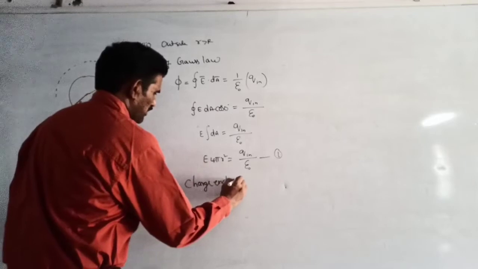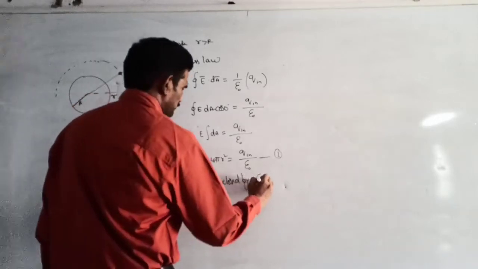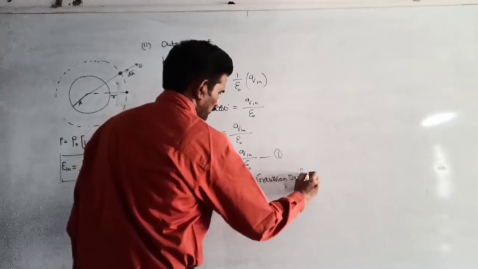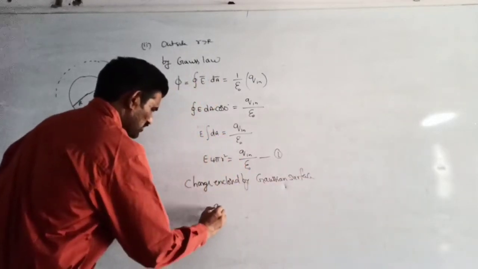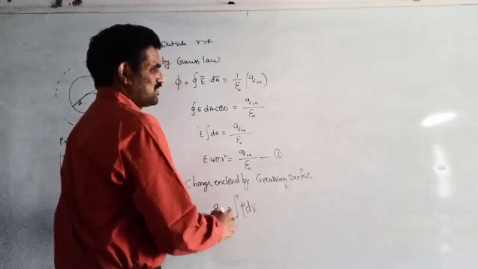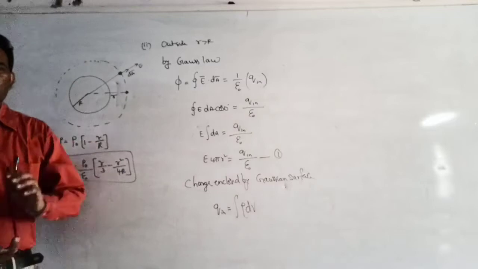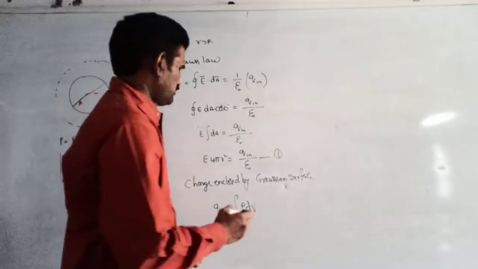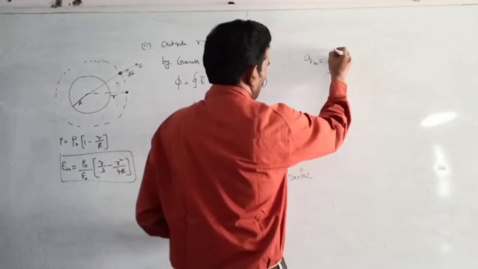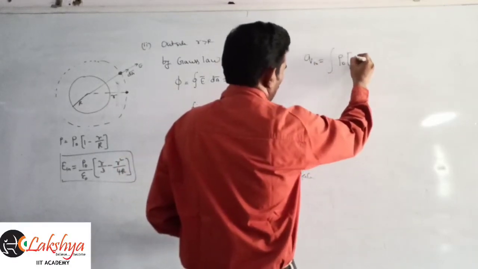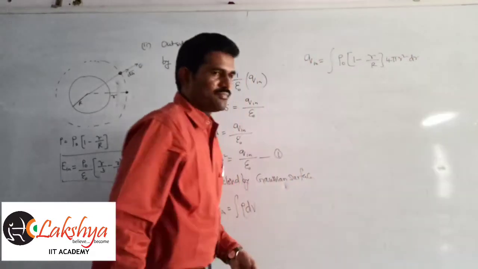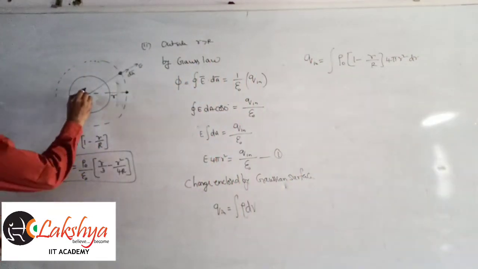Charge enclosed by the Gaussian surface. So the same calculation: q_in is equal to the integral of rho dV. Just here, when compared to our previous calculation, we need to change the limits. So therefore, q_in is equal to the integral of rho naught into (1 minus r/R) into 4 pi r square dr. The same, it means here also we consider a small element.